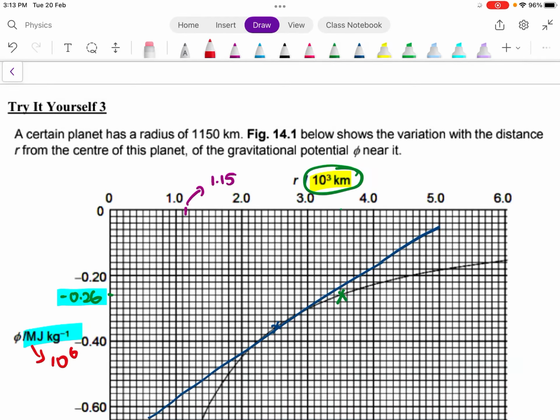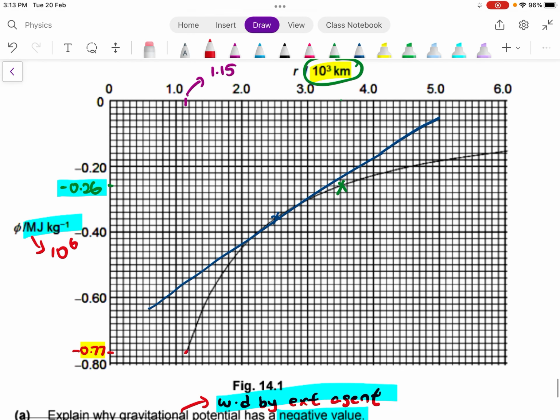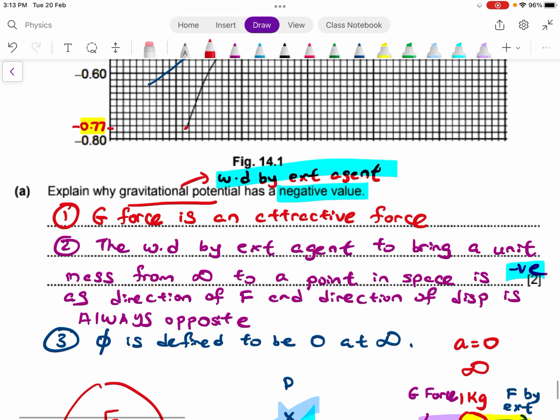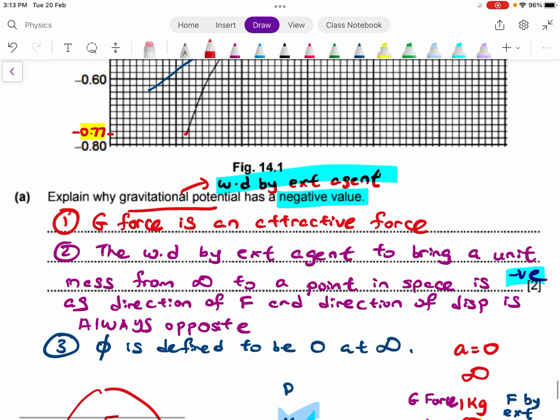Okay, so let's go through the trials of three gravitational question from Raffles. We have this planet with a radius of about 1,150 kilometers, and we are given the gravitational potential graph. Also, you can see it's a negative graph. For the very first part, they say explain why the gravitational potential has a negative value.